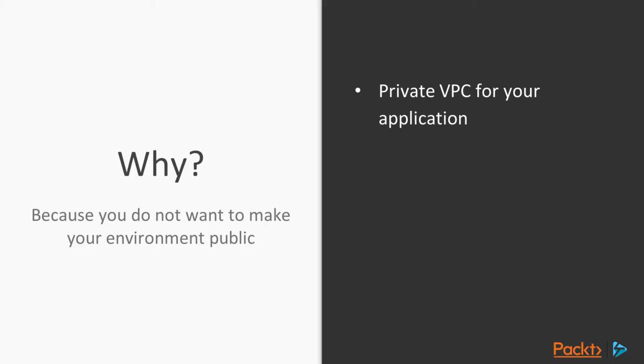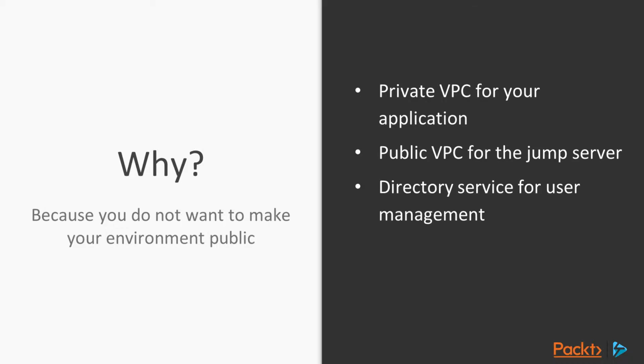So, you will create a private VPC for your application, and a public VPC for the jump server or the desktop, then a directory service for user management where you can add or remove users who are allowed to access your application, and you can also connect your existing Active Directory service where your existing users are stored to that service. So that's exactly what AWS Workspaces does for you.